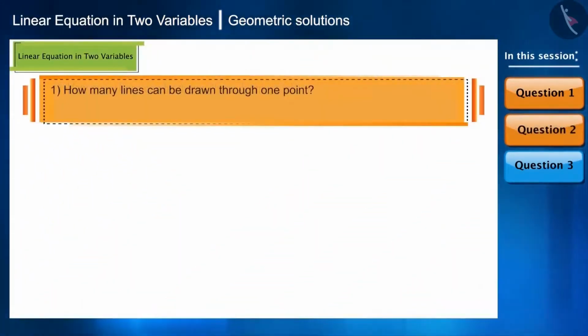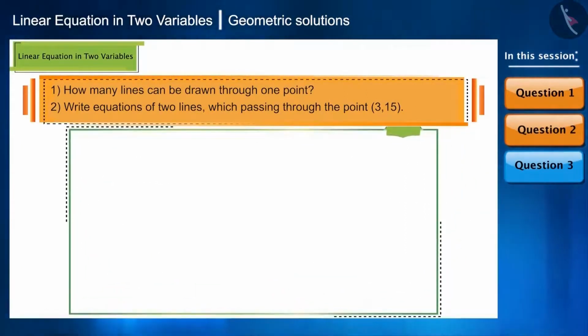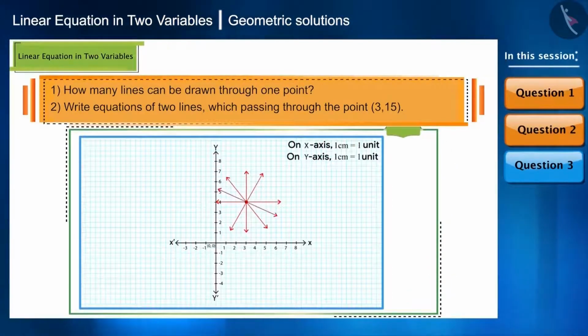Explain how many lines can be drawn through a point and also write equations of two lines passing through the point 3, 15. First of all, infinite number of lines can be drawn through one point. And when countless lines can be drawn, all we have to do is write two such equations of lines which pass through the point 3, 15.